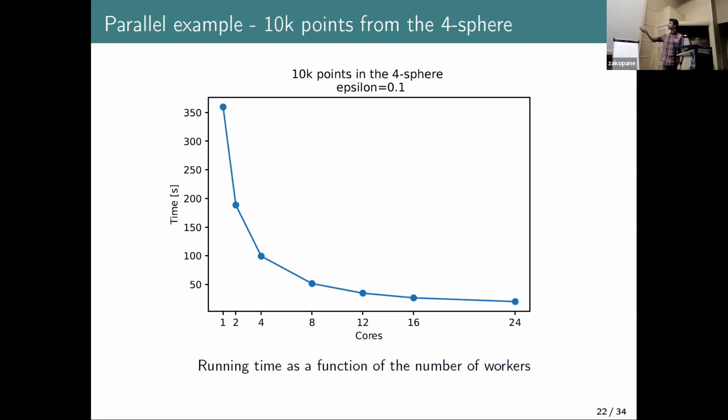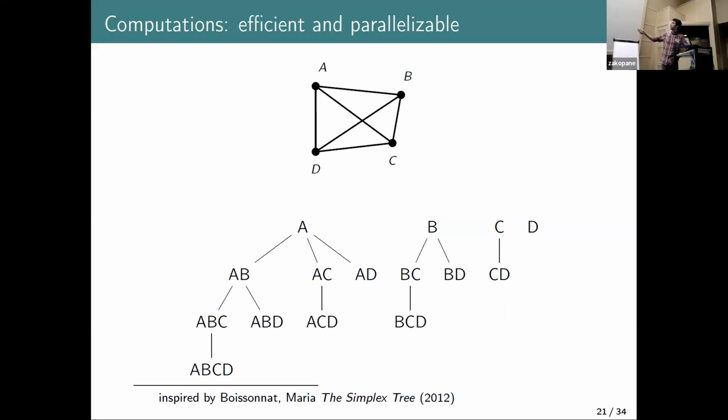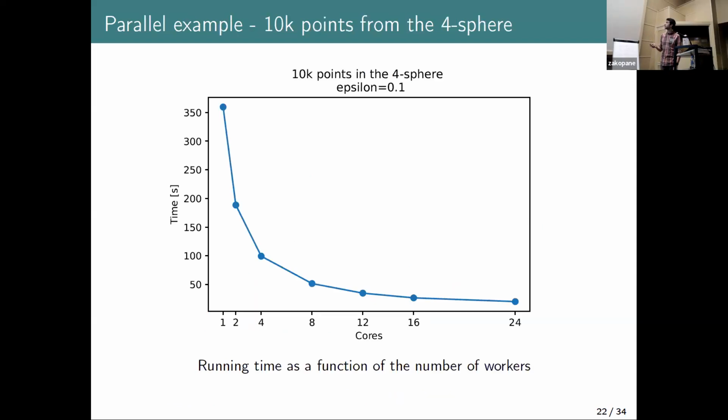And you can see how the runtime goes down according to how many cores you're using. At some point it stabilizes, because if you have a full complex, you can see that this tree is way larger than the other ones. So this is the worst case scenario, but in general, you can use some optimization tricks to even out the size of these trees.